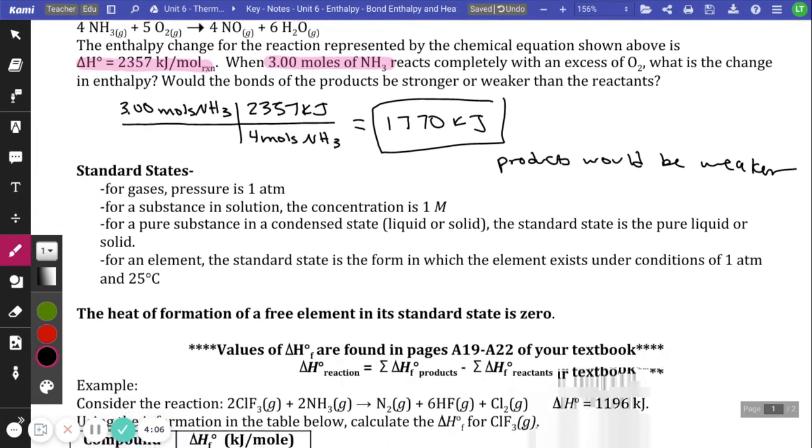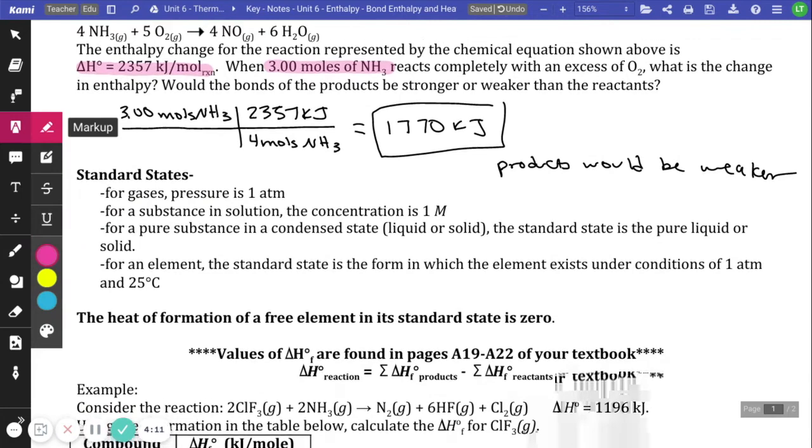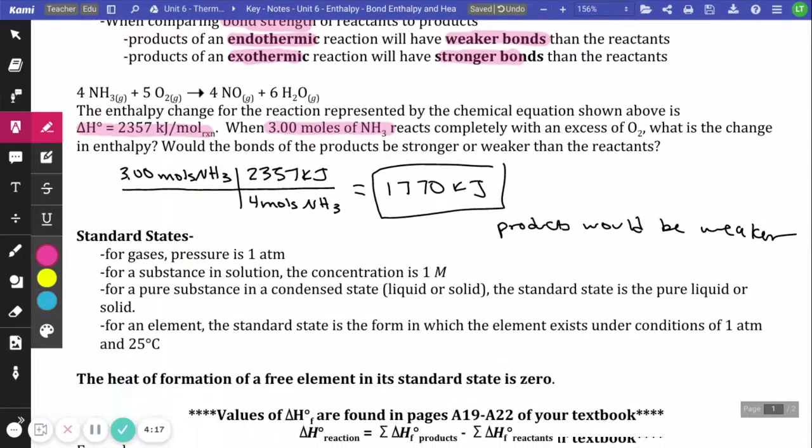So let's go back to talking about enthalpy of formation. So we talked about how whenever we're getting the enthalpy of formation, that it's in its standard state. So that kind of has some factors that go with it. So like for gases, if it's a standard state, it's 1 atmosphere. For substance in solution, that means our concentration is 1 molar. Pure substance in a condensed state, so liquid or solid, our standard state is going to be all liquid or all solid, like pure liquid or pure solid.